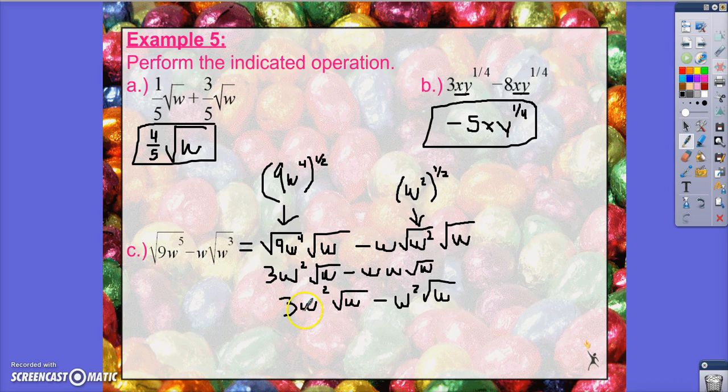Now they both have w squared. They both have square root of w. Don't forget that this is a 1 here. 3 minus 1 is 2. And then attach the rest. W squared square root of w. That's my answer. Now we will revisit C on our last and final example here on the next slide.